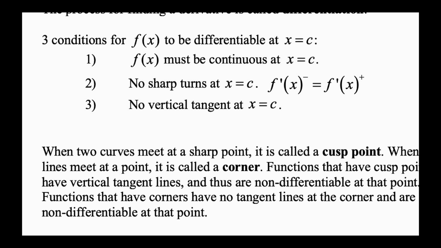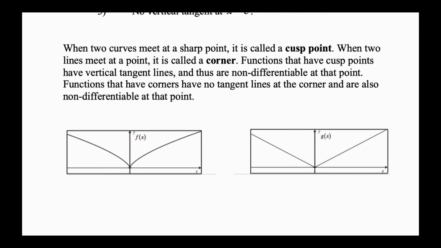And then there has to be no vertical tangent at that point. So it has to have a derivative. Vertical tangent means undefined slope. So there's two things to look for.